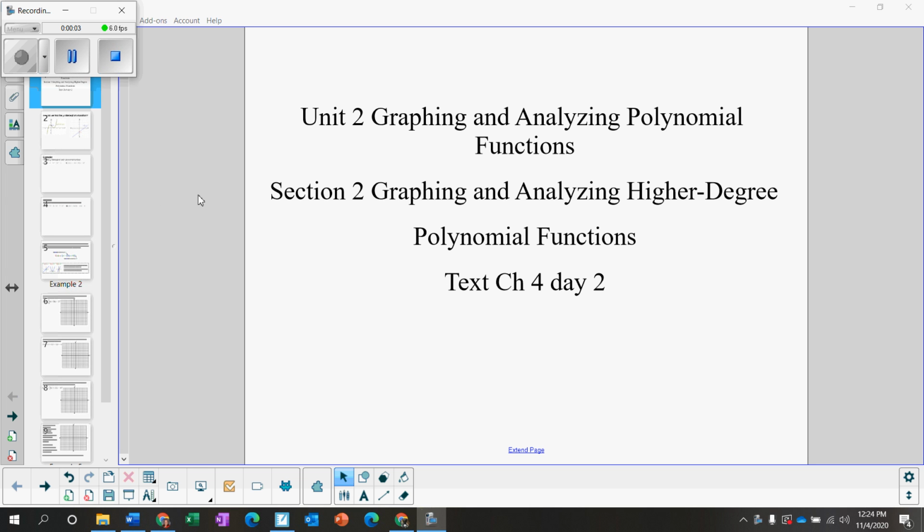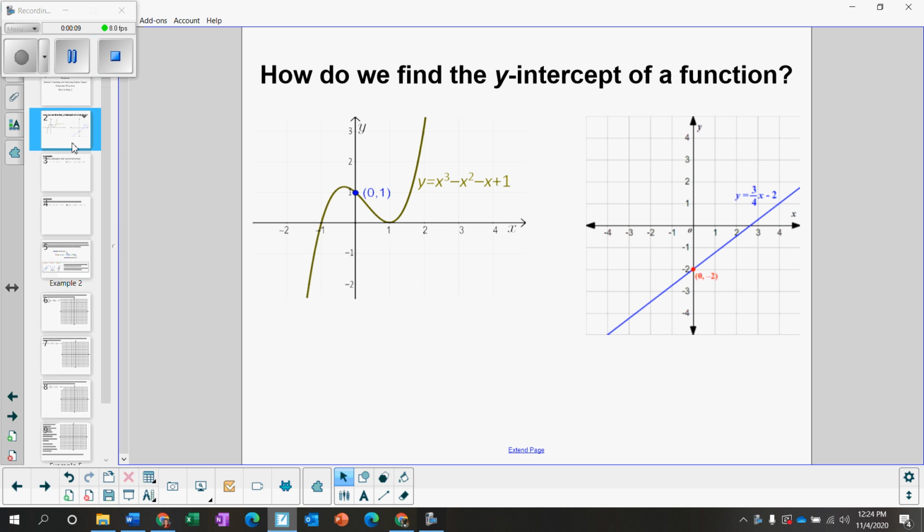This is Unit 2, Section 2, Polynomial Functions, Day 2. So first we're going to talk about how to find the y-intercept of a function.